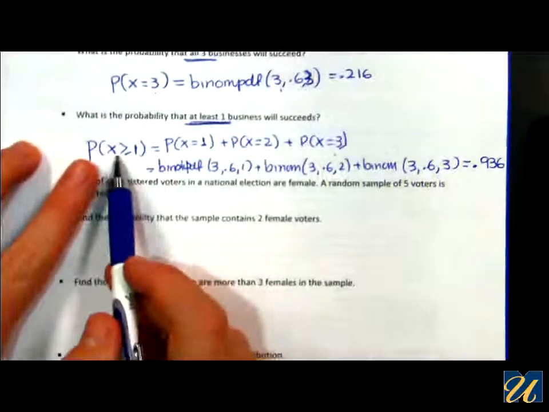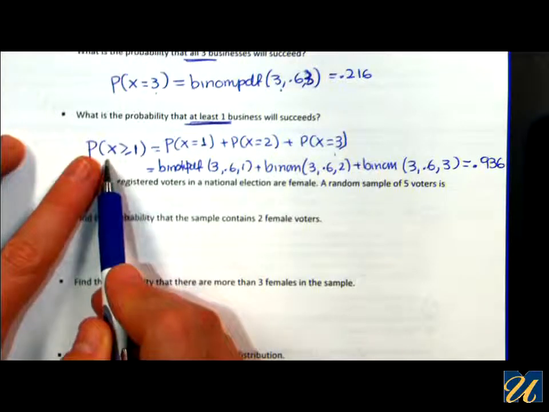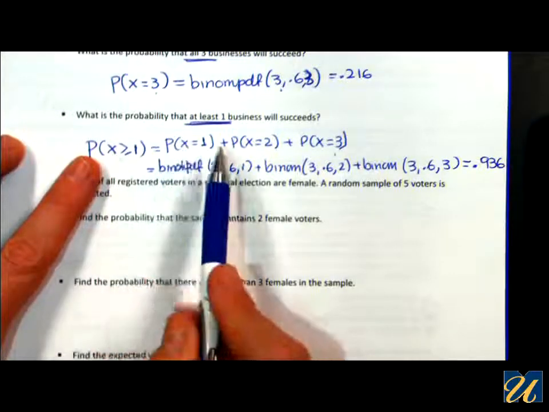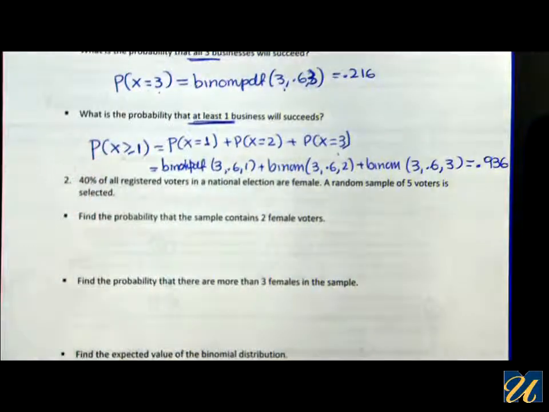The only way to calculate this type of distribution is to basically calculate the probability of each outcome all the way up to the sample size.